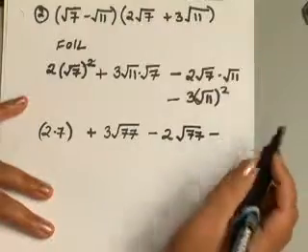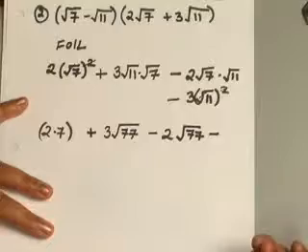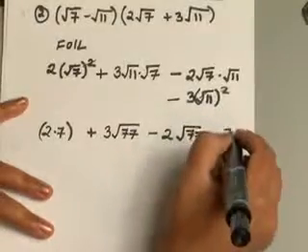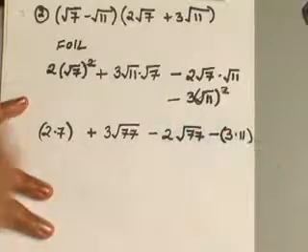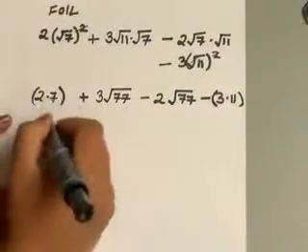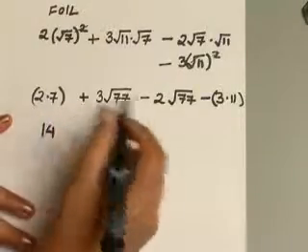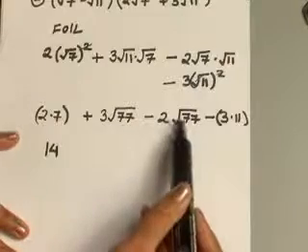And then for your last term, you will again see that the square cancels out the square root, and you are left with 3 times 11 on your last term. Alright, so 7 times 2 will give us 14. Just like we did with the addition and subtraction, you'll do the same thing here.